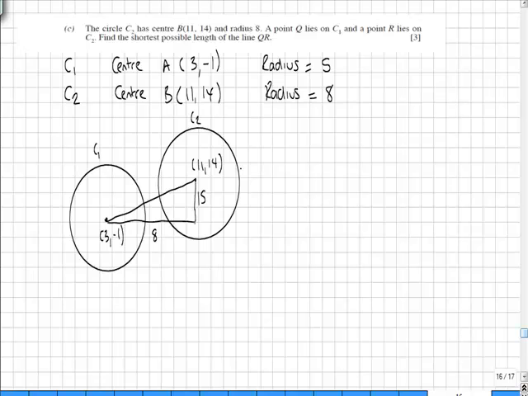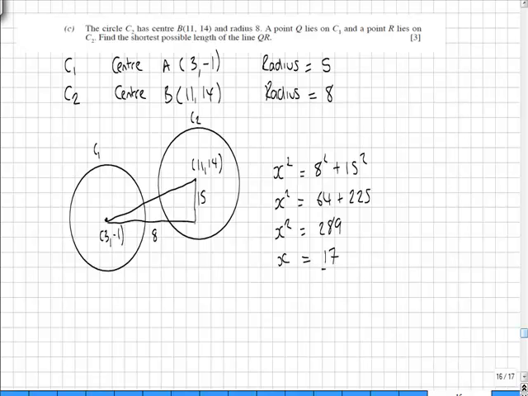Applying Pythagoras' theorem, we'll call the distance between the two centres x, so x squared will equal 8 squared plus 15 squared. So x squared is equal to 64 plus 225. x squared is equal to 289, and rooting, you should find that the distance x is equal to 17.